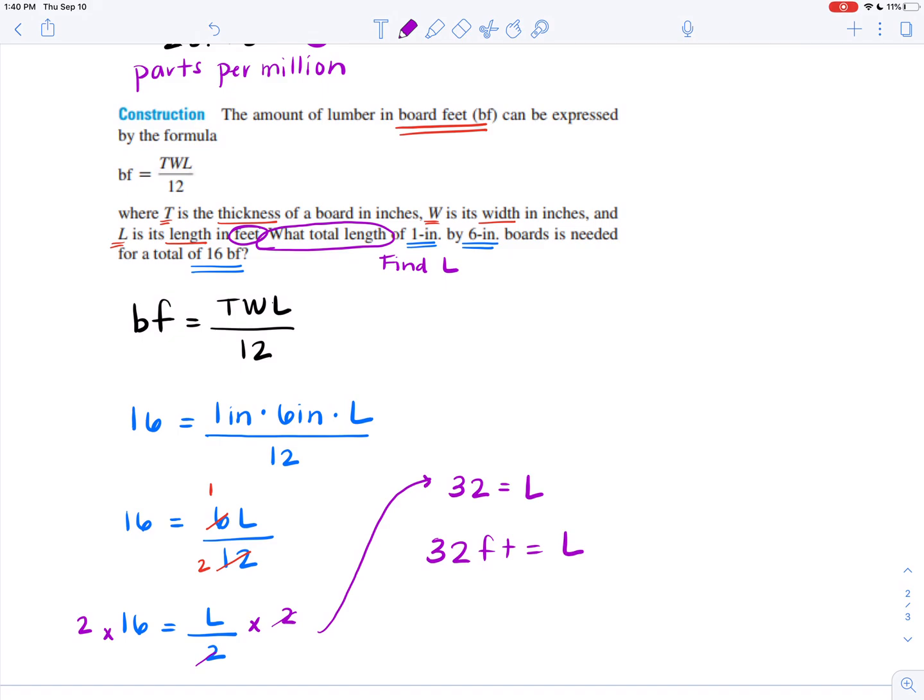And then for your application problems, plug in everything you know, see where it goes in the formula. And then when you figure out what the unknown value is, what you're trying to find, then the same process. Figure out what's happening to that variable, do the opposite, do the same thing to the other side, and solve for the unknown value.